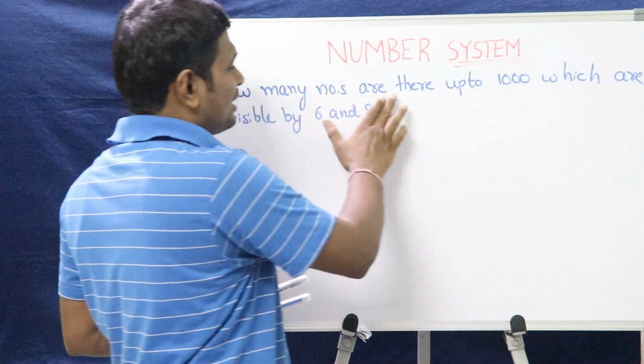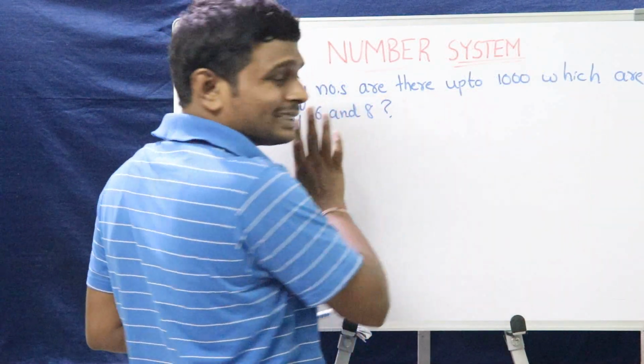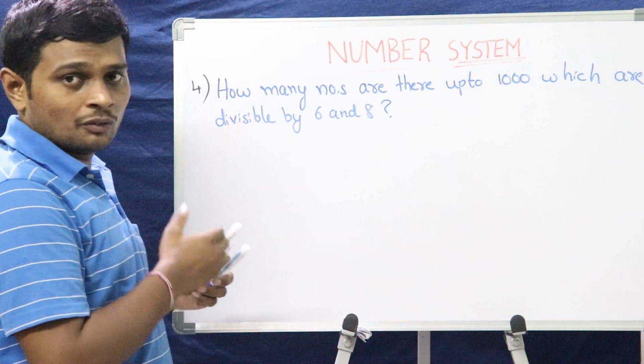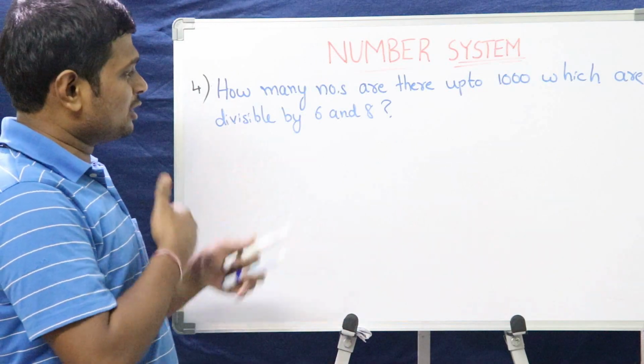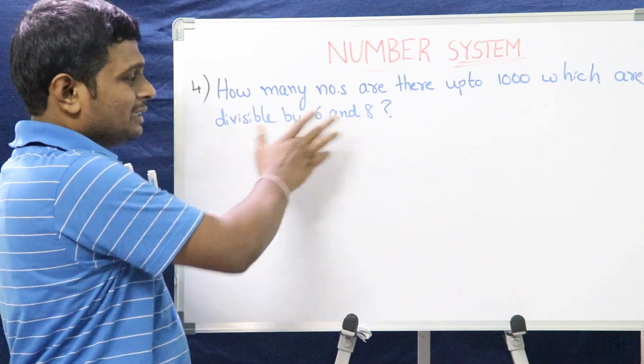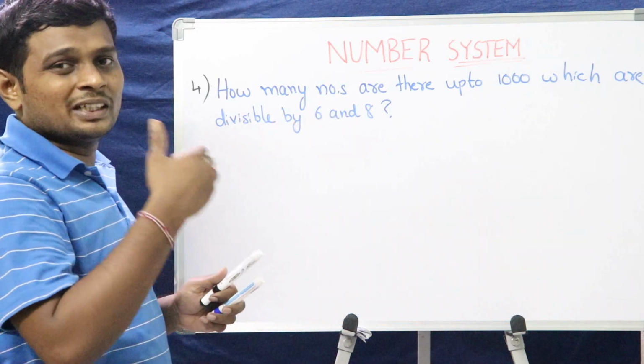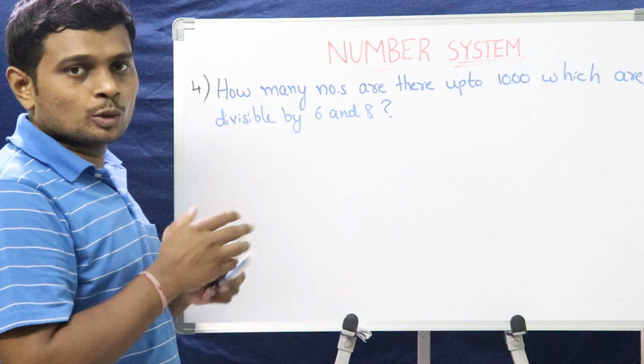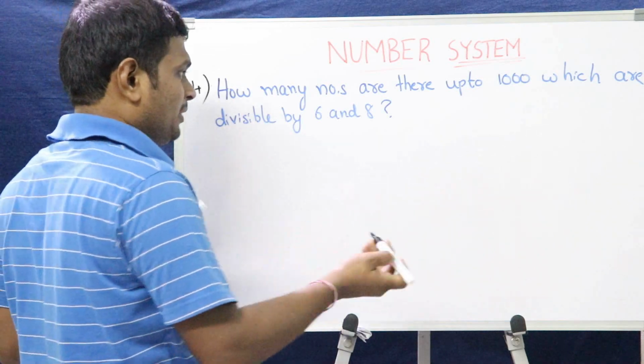So what is the fourth problem? How many numbers are there up to 1000 which are divisible by 6 and 8? This is the question. How can we solve that one? I have explained one problem in the previous class, right? If a number has to be divisible by 6 and 8, then it should be divisible by the LCM of those two numbers. We have taken an example in the previous class.